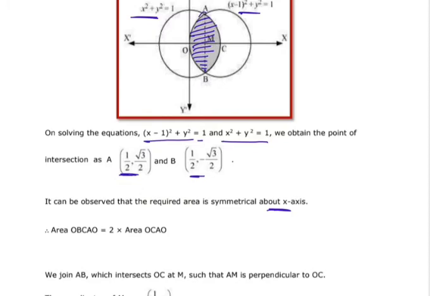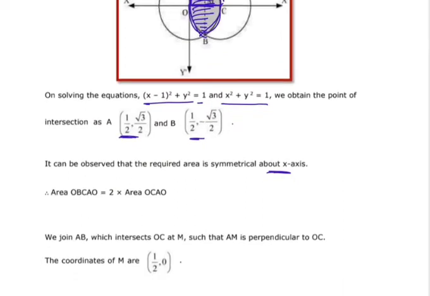this reason we are seeing OBCAO, which is equals to 2 times of what? Area of OCAO, this reason, OCAO, right? So if we find this much area, means later on by multiplying we can find the whole reason here, right?